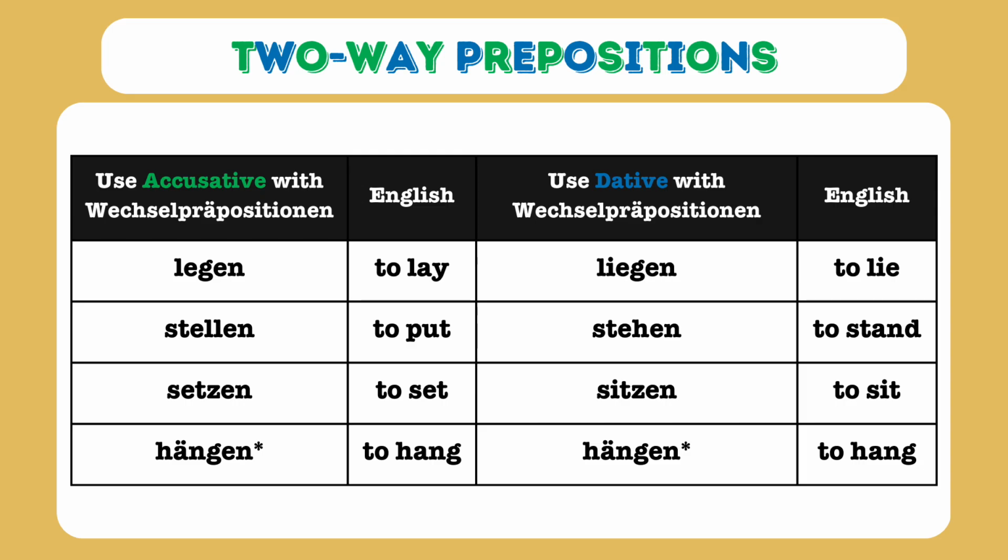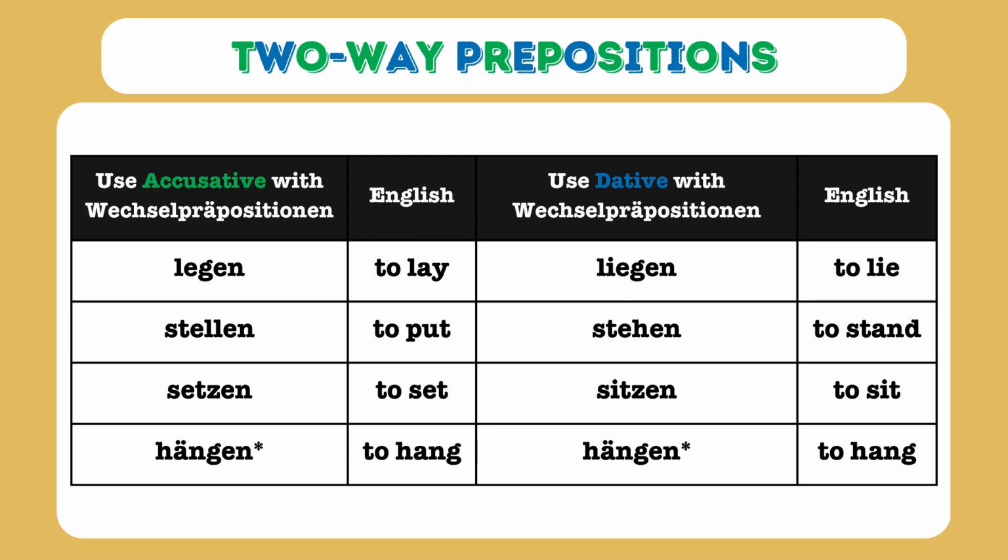For example, legen, which means to lay. If you put something into a lying position, that's the verb legen. So you can put a piece of paper on a table, for instance. That is the verb legen. Auf den Tisch in that sentence, onto the table, would be used with the accusative case because we're using legen, which shows a change in location for that piece of paper.